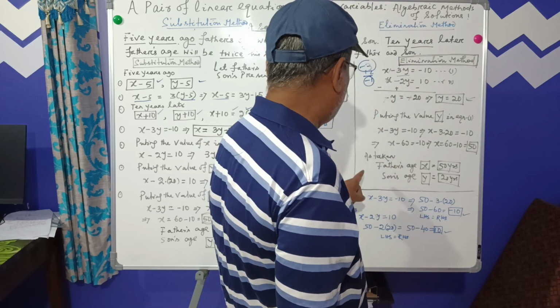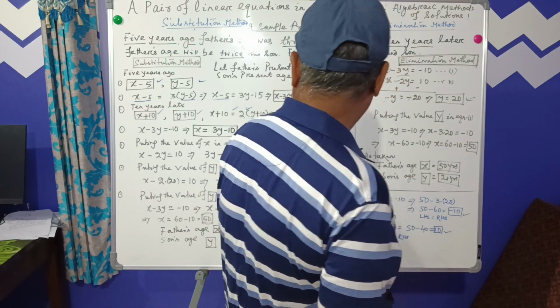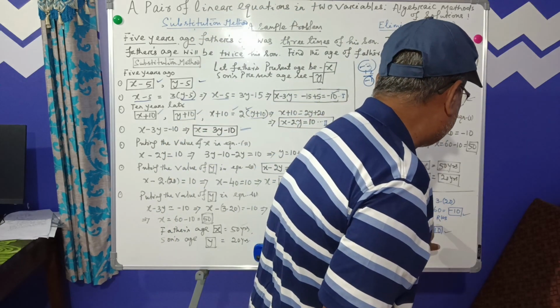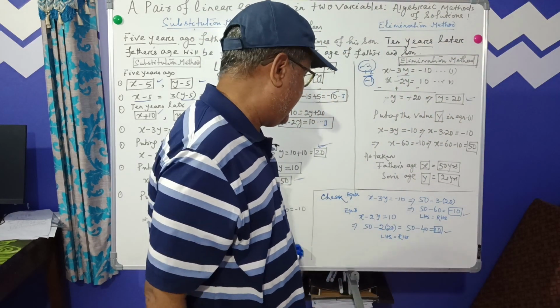You see the equation. Here is the equation: x minus 3y equal to minus 10. So, we got minus 10. So, LHS equals RHS, this proves it is correct.